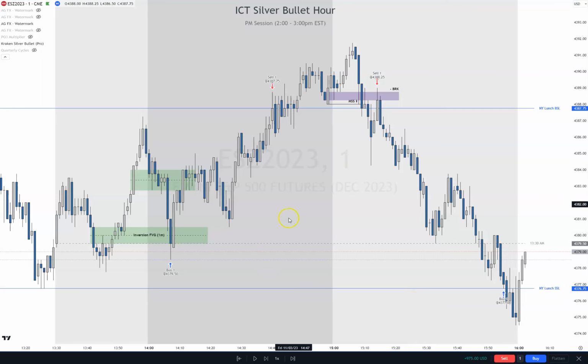All right, so those are your 2 PM setups. One was a silver bullet setup using optimal trade entry for a session liquidity, and the second trade setup in a power hour was session liquidity to session liquidity, and that is your PM session and PM silver bullet for Friday, November 3rd after NFP using the Kraken Silver Bullet Pro indicator.